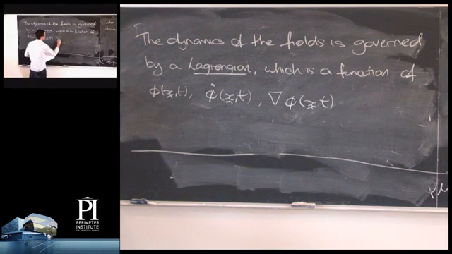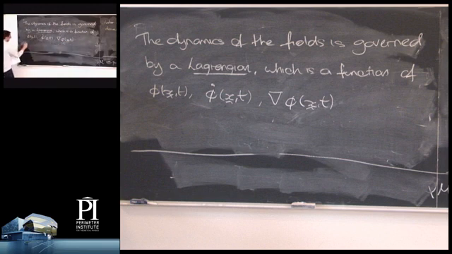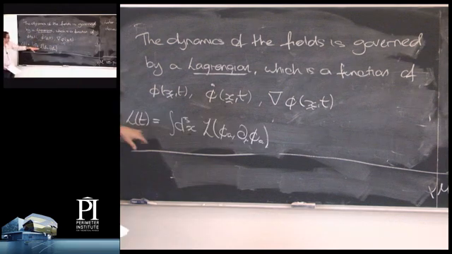So we're going to include in this spatial derivatives of the field. And we're going to write the Lagrangian in the following way. So the Lagrangians we're going to consider are integrals over all of space of this function that I'll call curly L instead of a straight L.